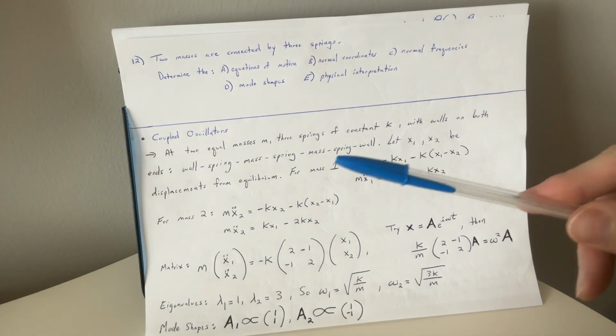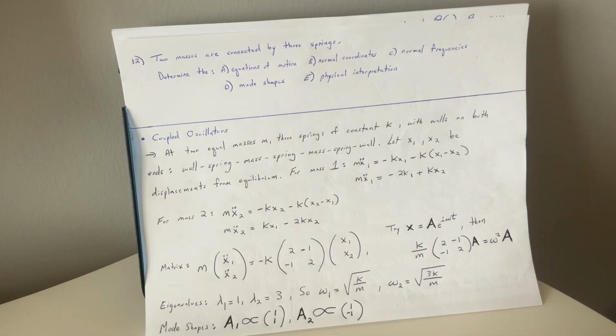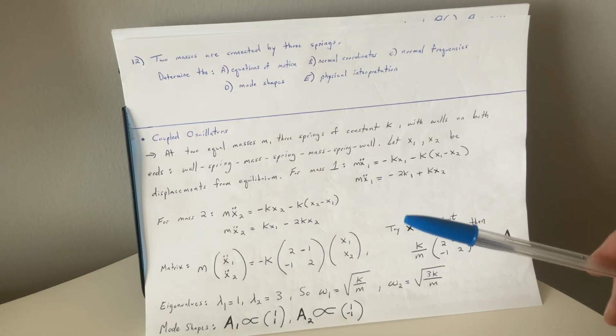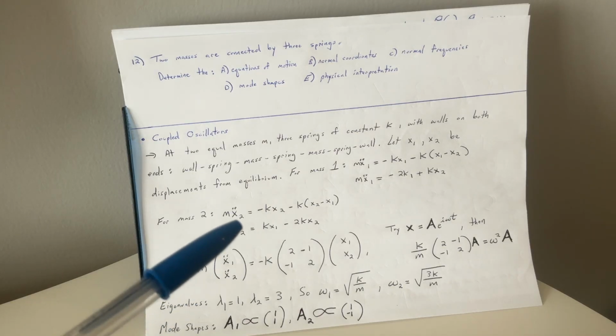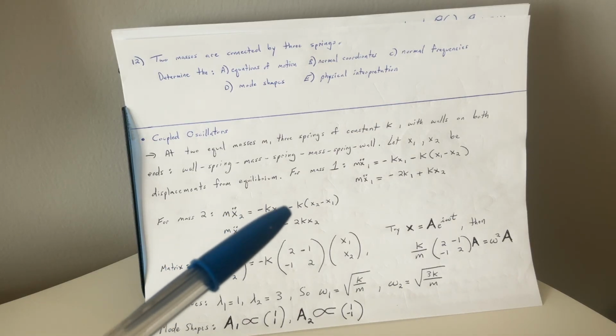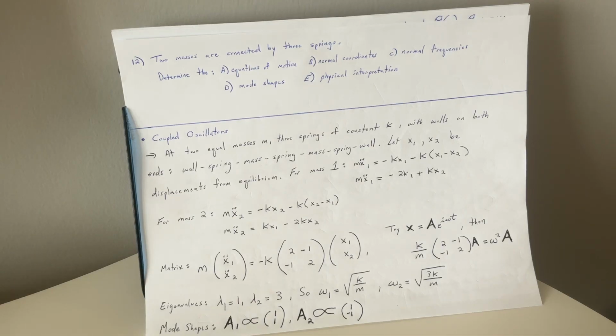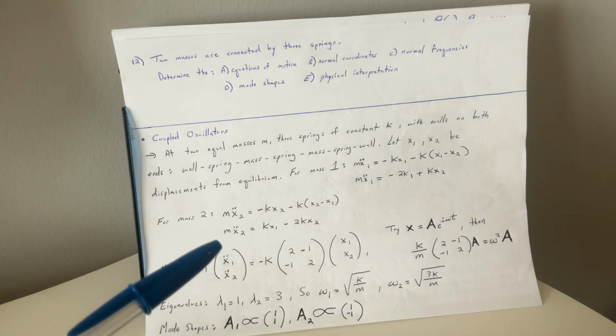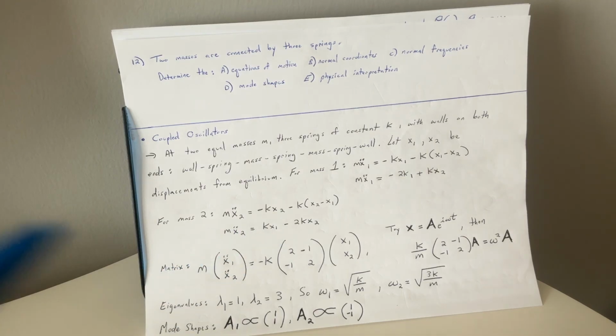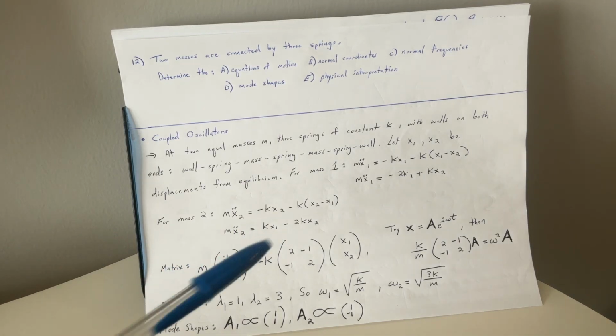Wall, spring, mass, spring, mass, spring, wall. Let x1 and x2 be displacements from equilibrium. For mass 1, m x1 double dot equals negative k x1 minus k times the quantity x1 minus x2, so m x1 double dot equals negative 2k x1 plus k x2. For mass 2, m x2 double dot equals negative k x2 minus k times the quantity x2 minus x1, so m x2 double dot equals k x1 minus 2k x2.